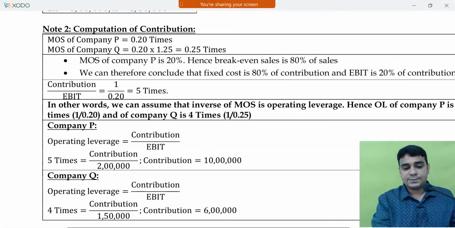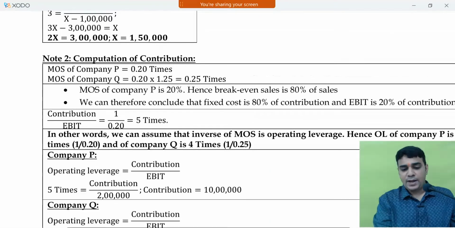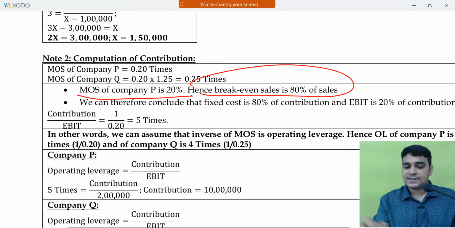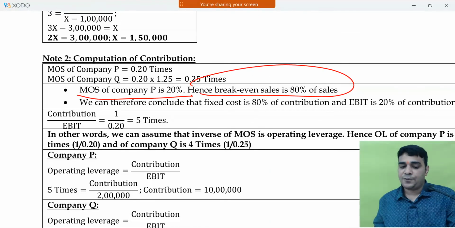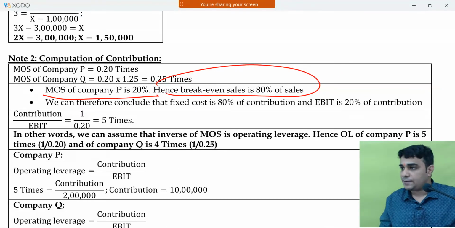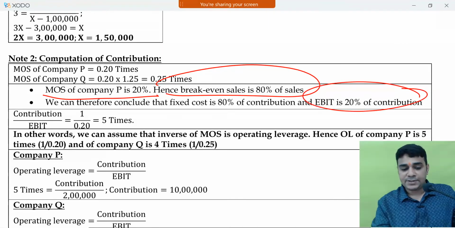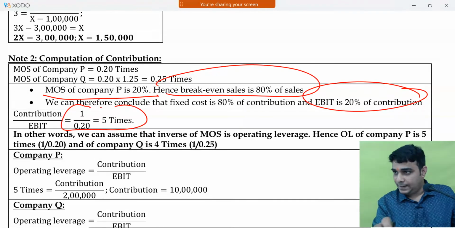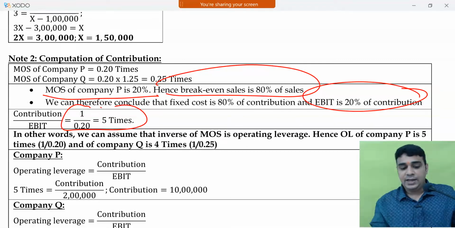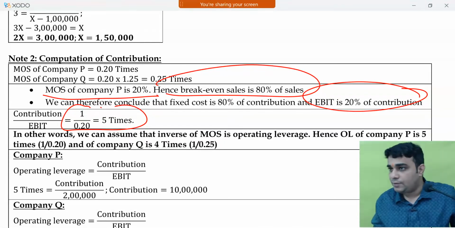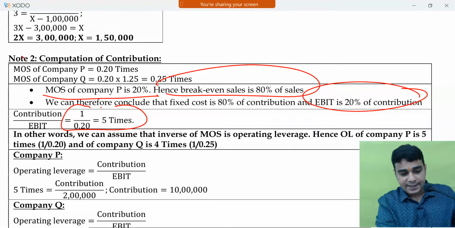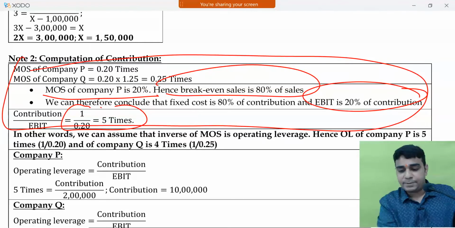This is a detailed explanation. MOS is 20%, break even sales is 80% of sales. Therefore, I can say fixed cost is 80% of contribution. EBIT is basically 20% of contribution, and this is the interpretation. Contribution by EBIT, 1 by 20% is equal to 5 times. In short, it's inverse of margin of safety. This is an explanation for you. I don't need you to present this in the exam.